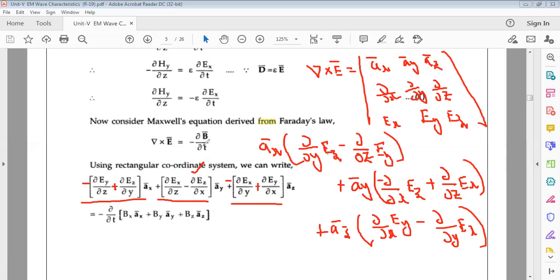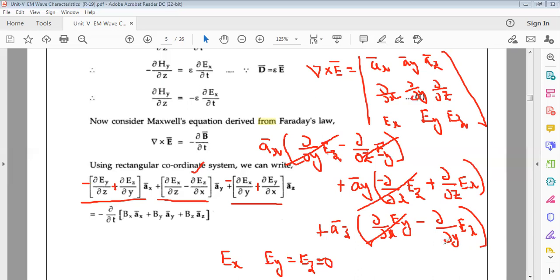That is equal to minus dou by dou t of B bar, Bx ax bar, By ay bar, Bz az bar. The first condition you can apply here, because E is in the x direction. E is in the x direction. So Ey and Ez are equal to 0. So wherever the Ey is there, that's a 0. Ez is also 0. Ey is 0 and Ez is also 0. Got it, my students?